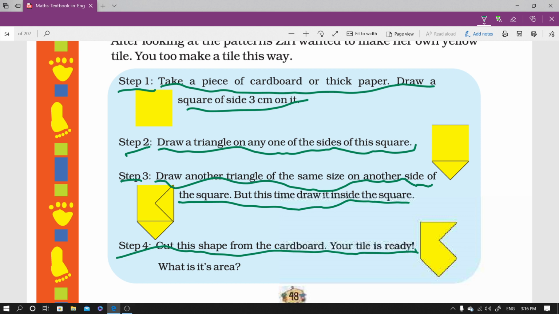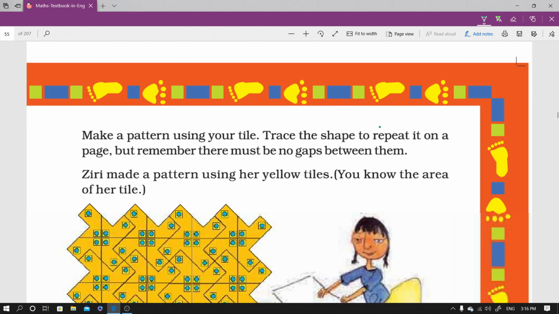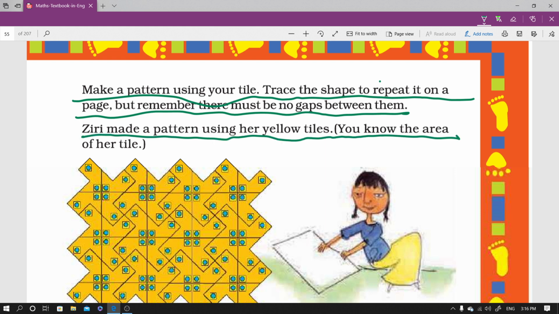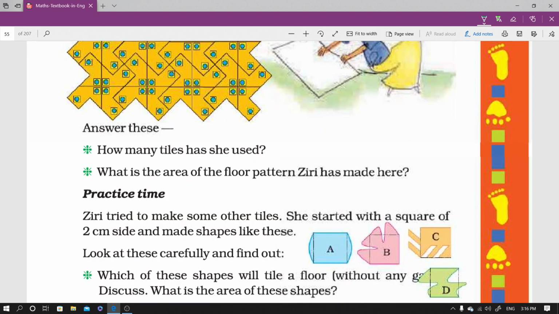What is its area? Make a pattern using your tile. Trace the shape to repeat it on a page, but remember there must be no gaps between them. Ziri made a pattern using yellow tiles. You know the area of your tile. Answer this. How many tiles has she used? What is the area of the floor pattern Ziri has made here?